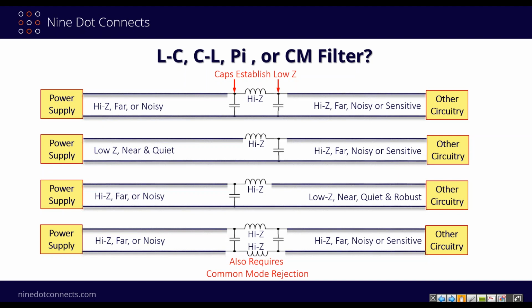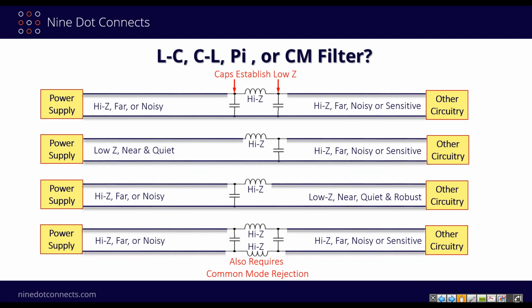You can omit that one. Similarly, in the third line, if the circuitry you're driving is very robust, doesn't care much about noise, it's very quiet, it's very near the filter, and it's also very low impedance, then there's no real reason to have another capacitor on the output side.